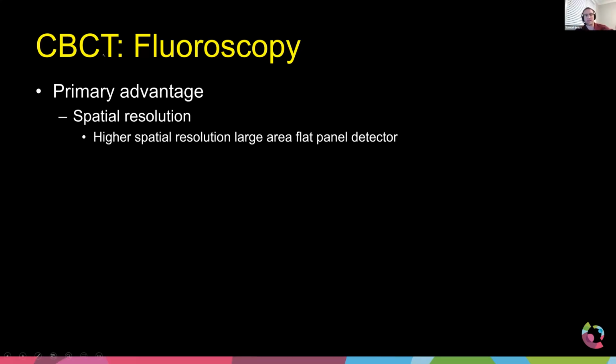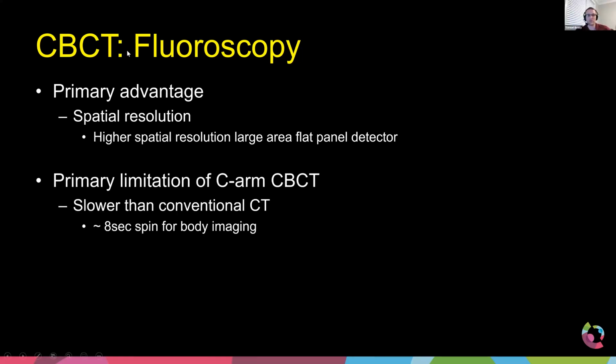What are the primary advantages of using CBCT over traditional CT scanners? So C-arm versus traditional CT. The C-arm system has a better, higher spatial resolution. And it's because of the type of detector. It's a large, flat panel, really small detector elements, teeny, much smaller than the actual traditional CT scanner. And so you get really good spatial resolution with the C-arm CBCT systems.